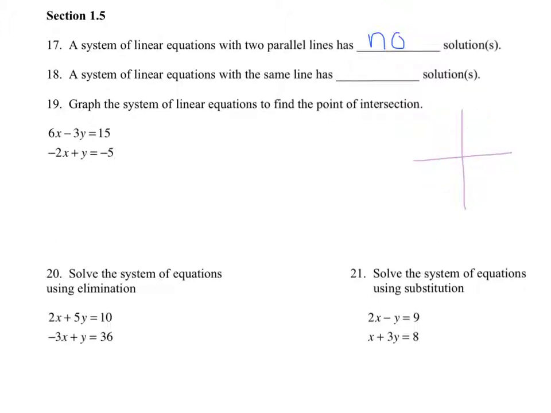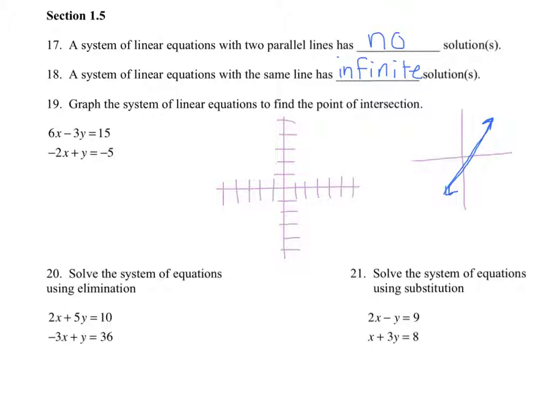If we have a linear system and we have a line, and then we find out that the second equation is the same exact line, how many points of intersection do those 2 lines have if they're lying right on top of each other? And the answer to that is infinitely many solutions. So infinite solutions. So if one line lies right on top of the other line, it intersects everywhere. So we have infinite solutions.